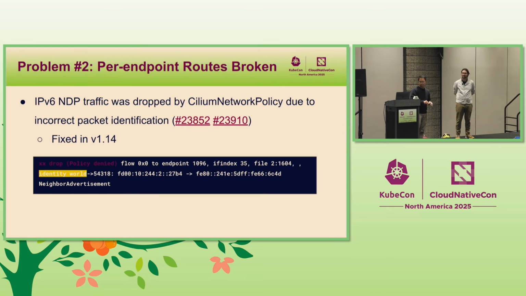NDP stands for Neighbor Discovery Protocol, for your context, which is a replacement of the ARP mechanism in IPv4. So Cilium incorrectly identifies the packets coming from the same node as coming from the world. In Cilium context, world here means external. So it incorrectly identifies the packet as coming from outside of the cluster, which makes Cilium drop it incorrectly as per the policy. This issue got fixed in 1.14.